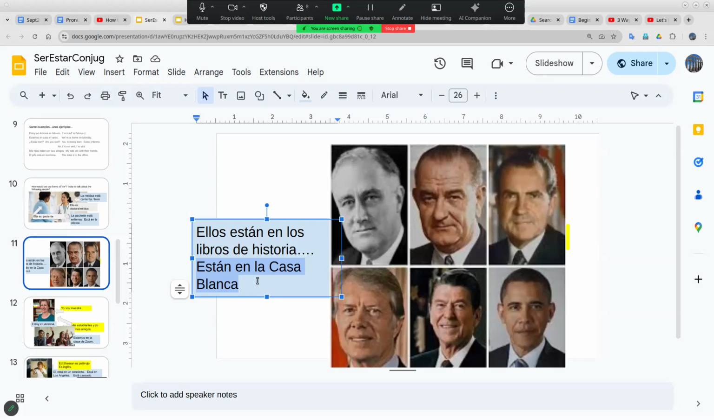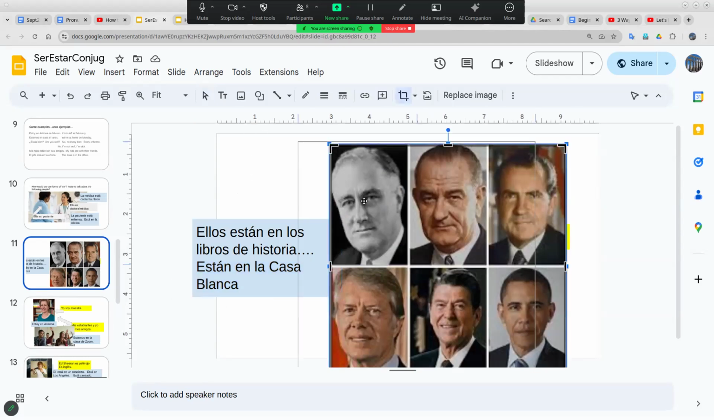Están en la Casa Blanca. Where are those guys when they work, where they live? A location. Están en la Casa Blanca. They're in the White House. En la Casa Blanca. They're in the House White. Blanca, white. They don't say White House. They say House White. Están en la Casa Blanca. They're in the White House. Okay. Bien. Location.